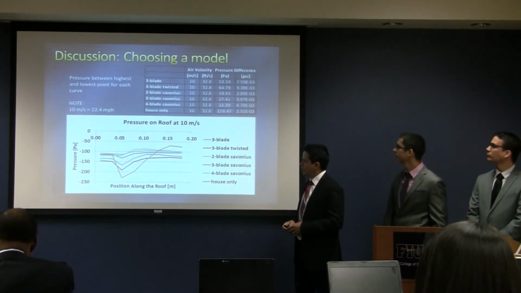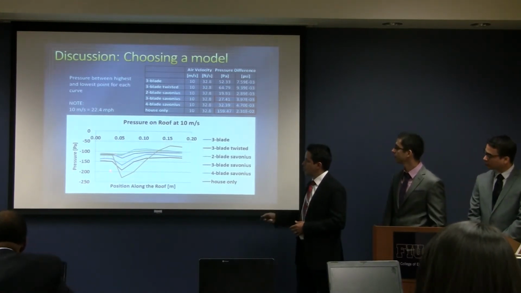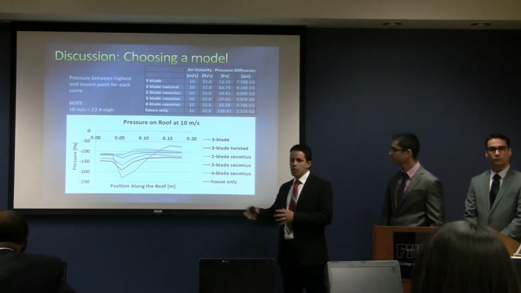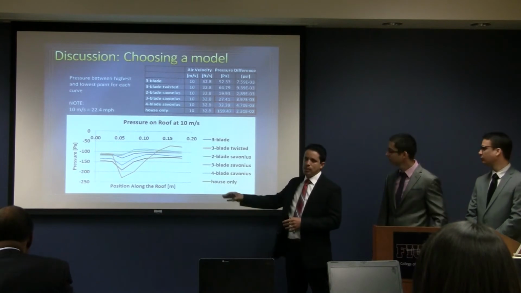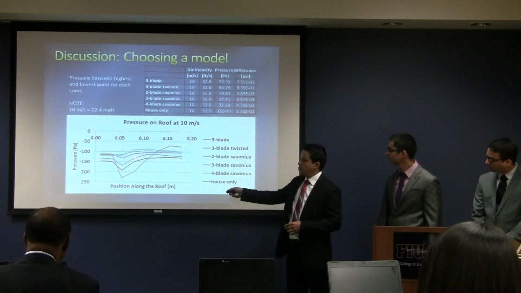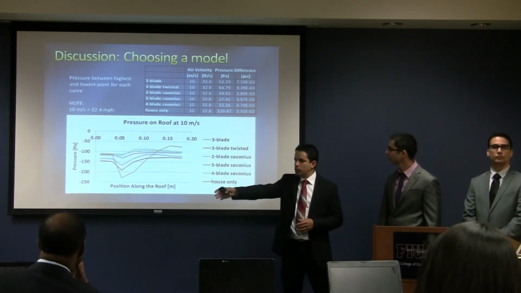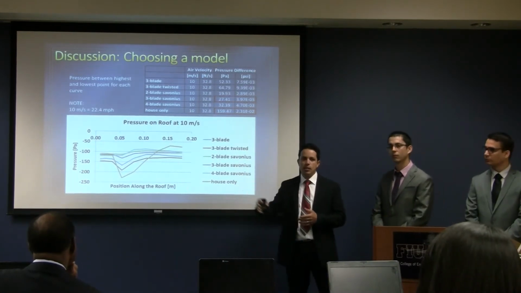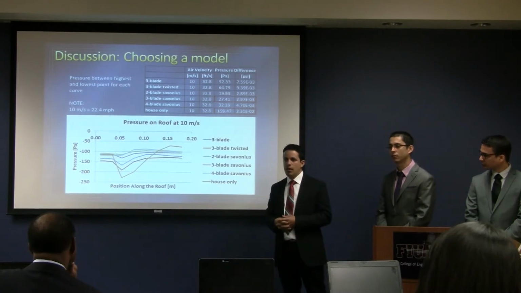So if you look at this graph here at the bottom, this orange curve that goes all the way down is the curve corresponding to the house by itself. These are all experimental data. And all the other curves represent when we put all those devices that you can see there in front of the house. As you can see, all of the devices are mitigating the wind. They're smoothing out that profile on top of the roof.